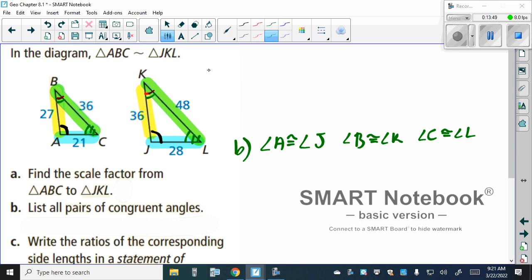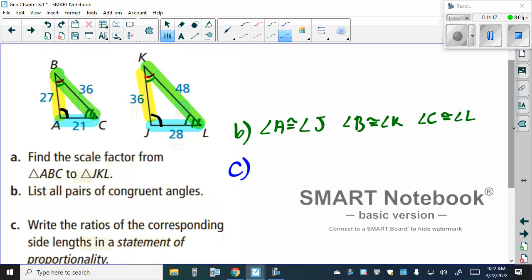And if we also look at the side lengths themselves, because if we look at ABC, 21 is the smallest, yes? Its matching side is JL. Well, 28 is actually the smallest length. They will keep to that pattern because the smallest side will match up with the smallest, the biggest with the biggest, and the middle with the middle. So if we want to write the corresponding ratios of sides, we could say that AB, and it matched up with what?